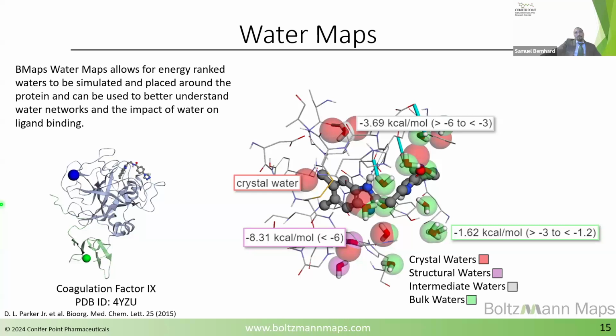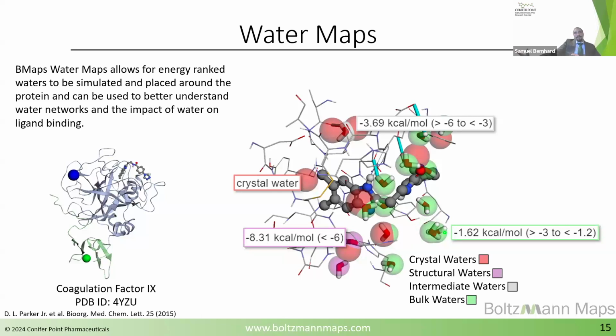So the output for BMaps waters can allow a user to determine a ligand's ability to dislodge or preserve that water, as well as say what next steps you would take. So these pink waters, as well as these gray waters, are considered tightly bound waters with higher energy, whereas these green waters are weakly bound waters that are ideal targets for displacement.